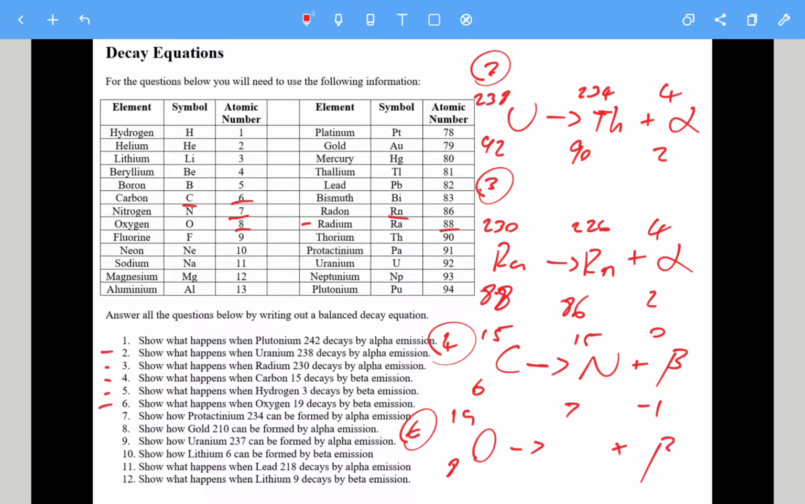So I'm going to put the beta in first, so 0, minus 1. Then make them add up. So something plus 0 to get 19 would obviously be 19. And something take away 1 to give 8 is 9. So what's got 9 protons? That'll be fluorine. So that'll be F.